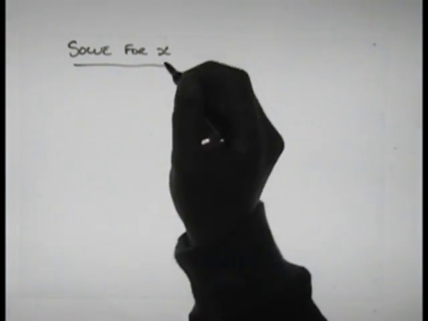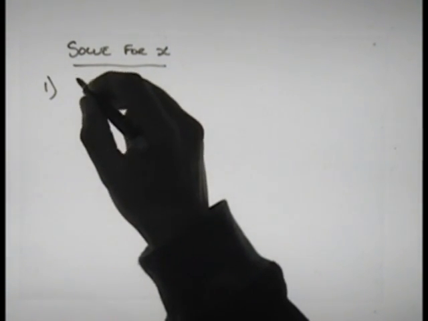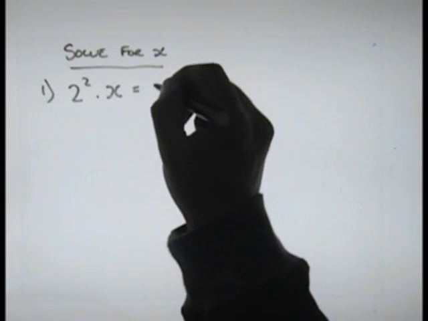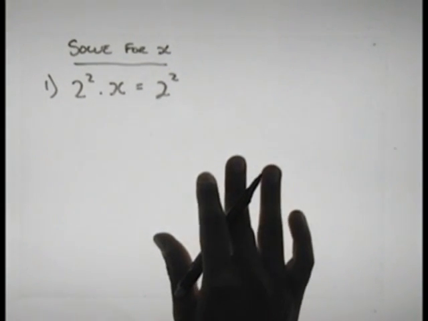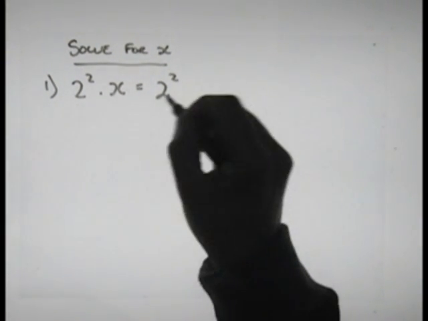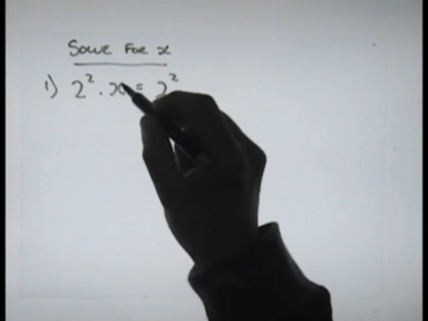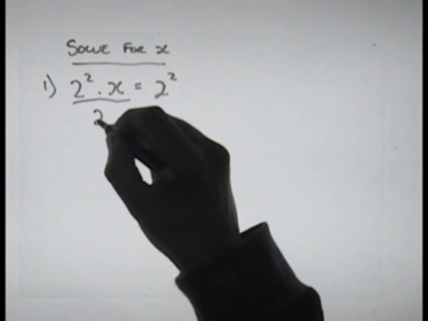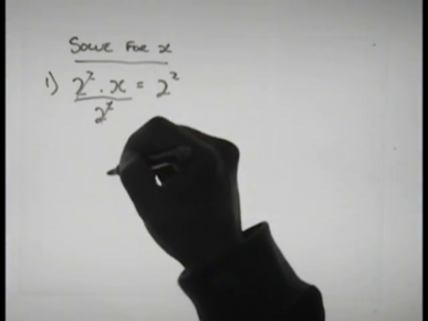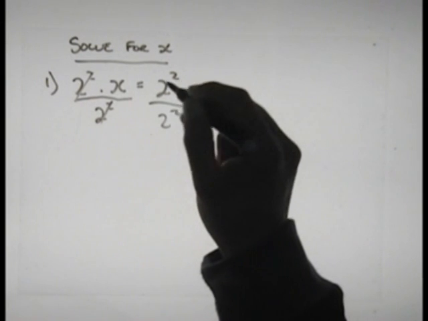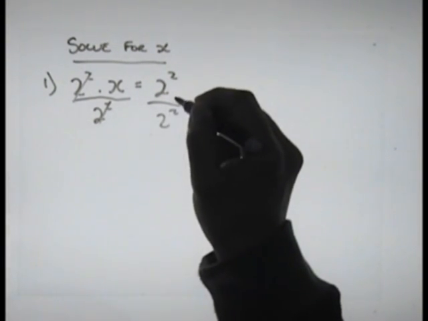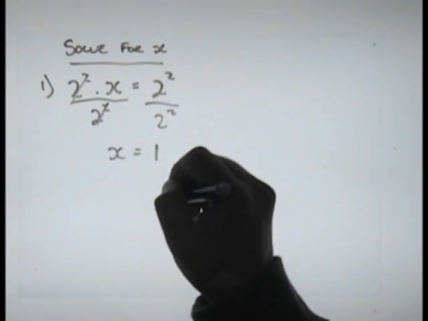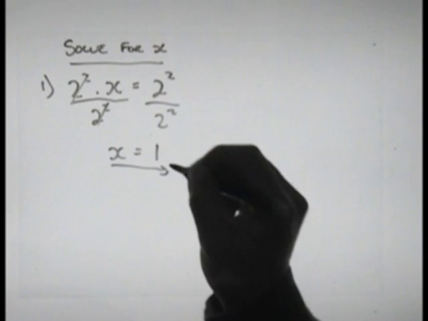The solving for x ones, the first one read 2 squared multiplied by x is equal to 2 to the power 2, or 2 squared. In this case here, what I'm going to do is get x on its own on that side, which means that I've got to divide my left hand side by 2 to the power 2 to get rid of that. What I do to one side, I do to the other side. That means that x is equal to 2 to the power 2 divided by 2 to the power 2 is 1. And that's my answer.